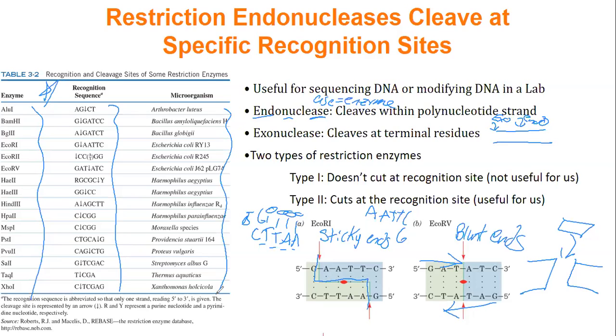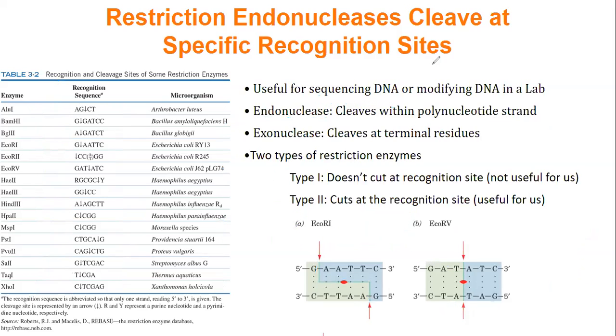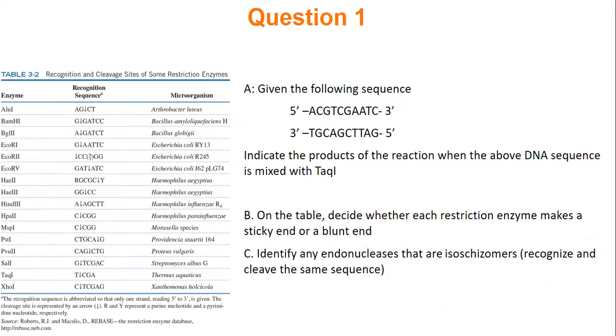Just know what an endonuclease is, what the two types are, which one's useful, what's the difference between a sticky end and a blunt end, and how, if given a table like this, you can determine if an endonuclease makes a sticky end or a blunt end. So we're going to do that.